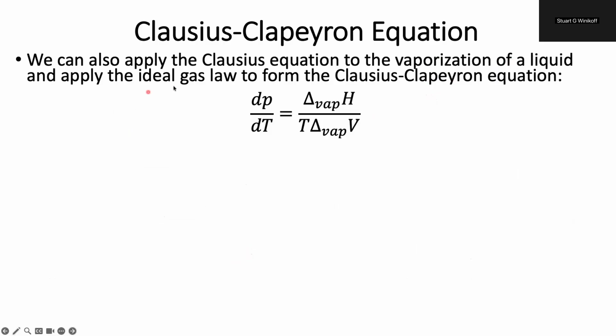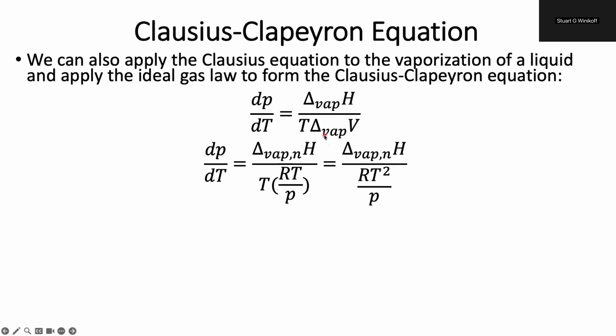We can now apply our ideal gas law, and this turns our Clausius equation into something called the Clausius-Clapeyron. So let's start with our Clausius expression. Now what we can do is say that most of the change in volume for a vaporization is just going to be the volume of the gas, because the initial volume of the liquid should be very small and relatively negligible. Then, because I'm looking at the volume of gas, I can use the ideal gas law to substitute in the molar volume, which is just going to be RT over P.